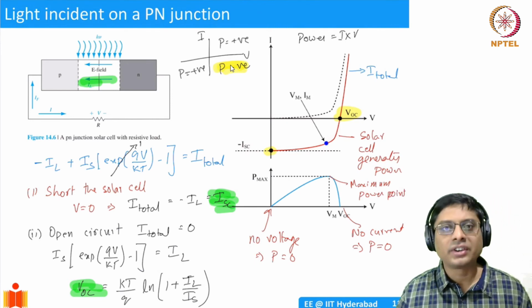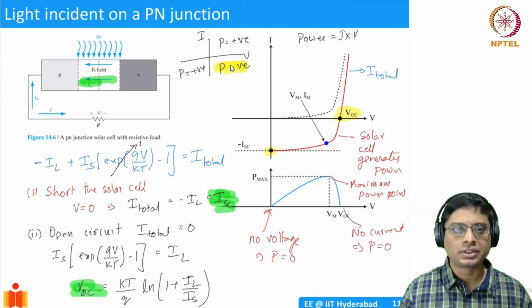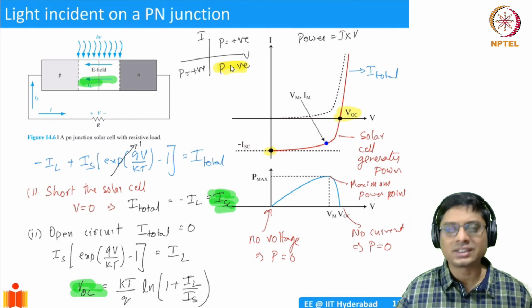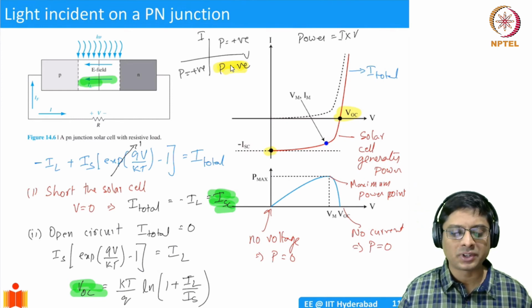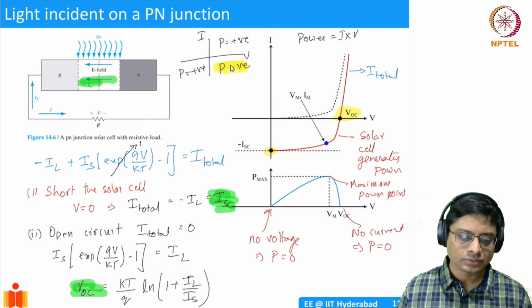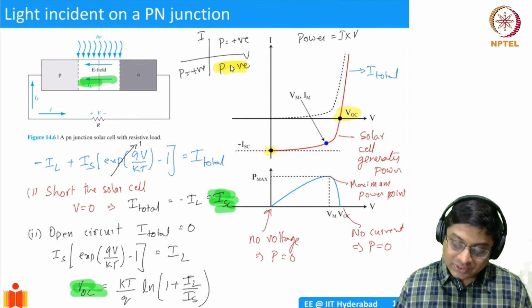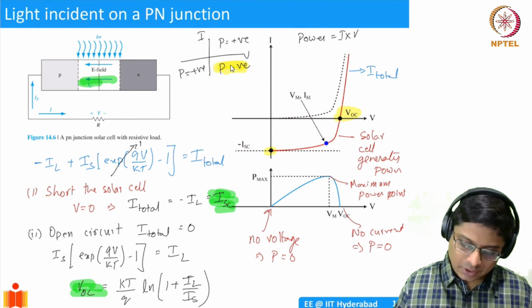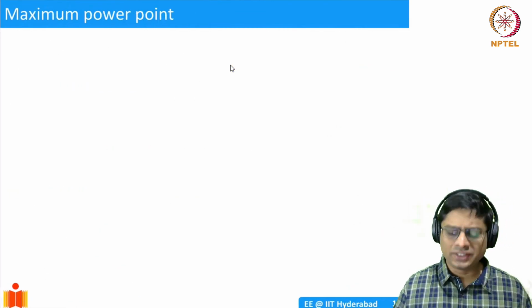So the solar cell generates power, and you can measure that. Okay? And we would like to operate the solar cell at that maximum power point so that you draw as much power as possible from the solar cell. All right. So what is this maximum power point? It's very easy to analyze.